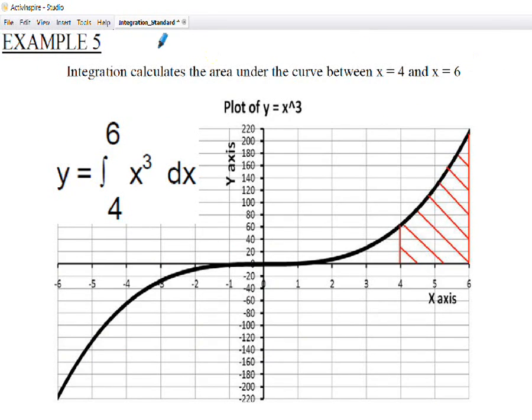Just to show you graphically what example 5 is actually doing, when we are integrating, we are actually finding areas under curves. So when we're asked to integrate x cubed with respect to x between the limits of 4 and 6, this is the x cubed function plotted for us, and what we're doing is finding the area between the limits of 4 and 6 under that curve. That's what the integration process actually does. It finds the shaded area, in this case, under the graph.